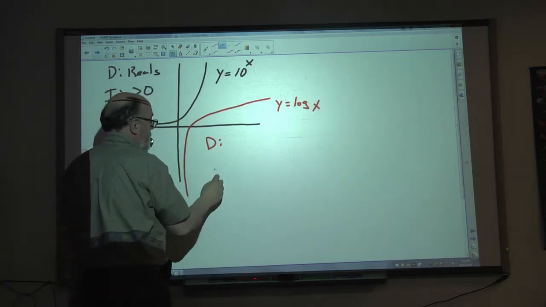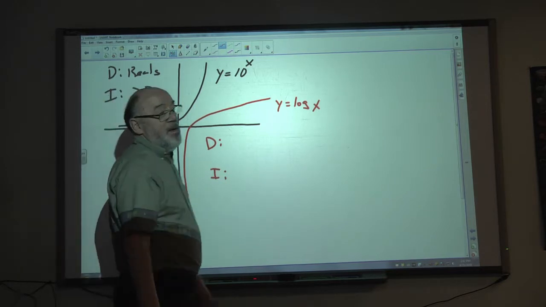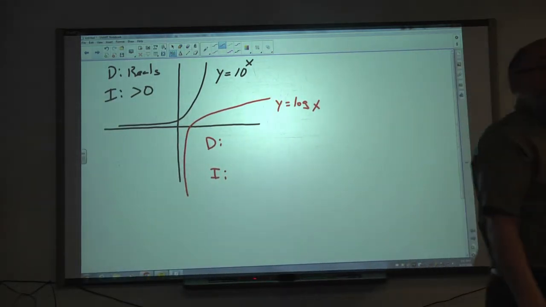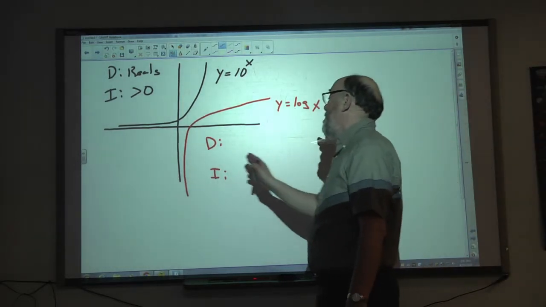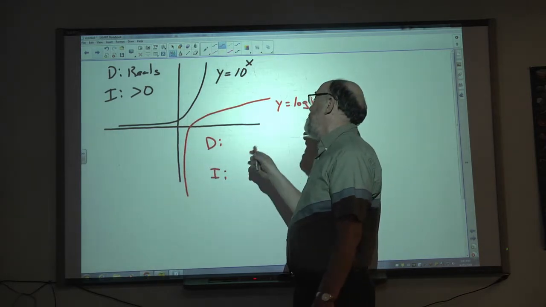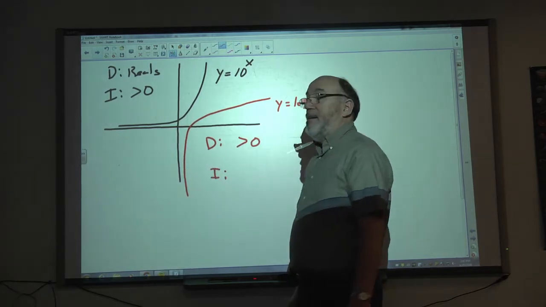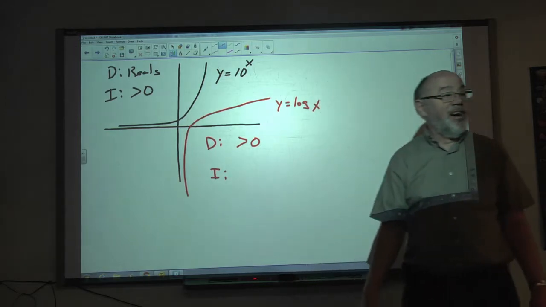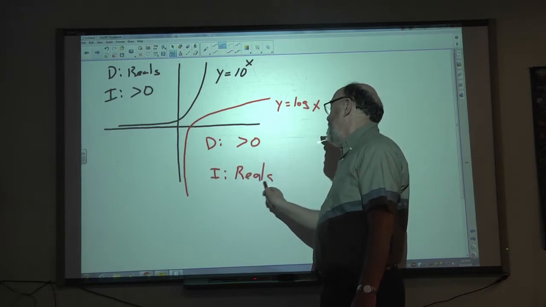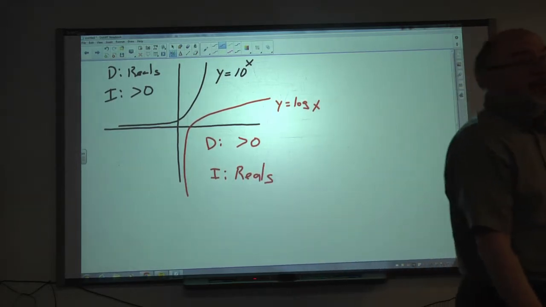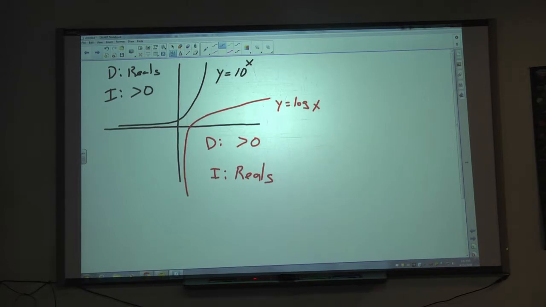Now, if I look at my red graph, my log graph, well now, the numbers that I can plug in are numbers that are greater than 0, and the numbers I get out are all real numbers. Right? So 10 to the x and log are inverses of each other. Right? The domain of the one becomes the range or the image of the other.